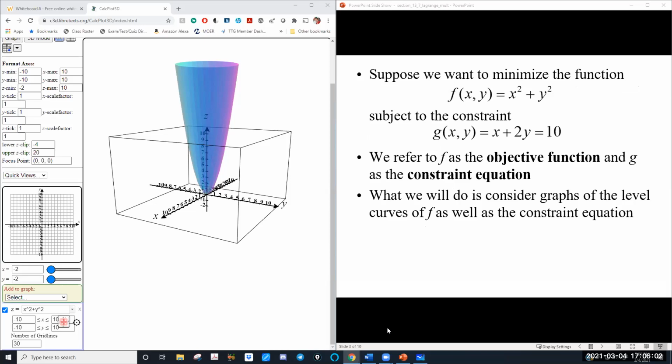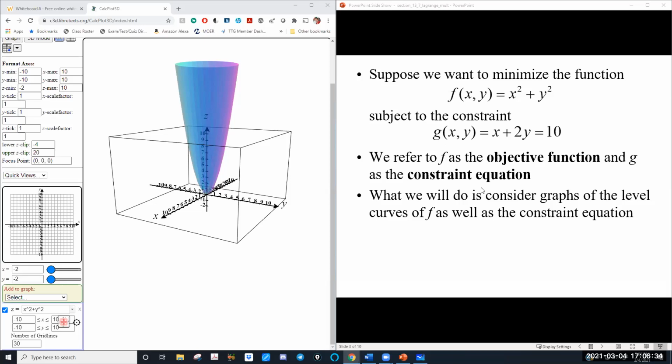So a typical Lagrange multiplier problem will look like this. There may or may not be a context. Suppose we want to minimize a function. Here, x squared plus y squared is our basic paraboloid, subject to the constraint x plus 2y equals 10. The function we're trying to optimize is called the objective function. The other function is called the constraint equation, all right? So a little bit of terminology.